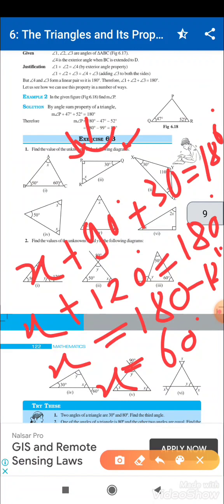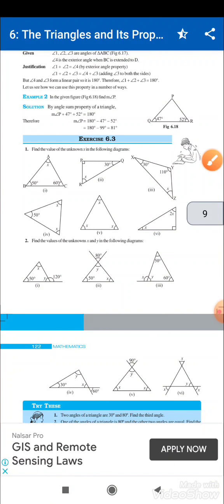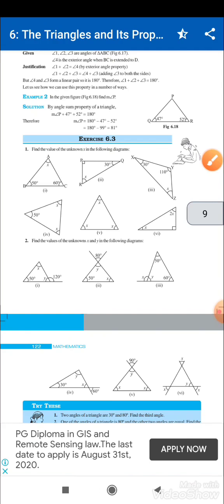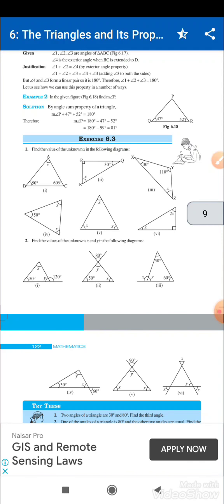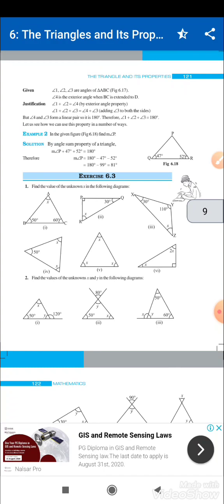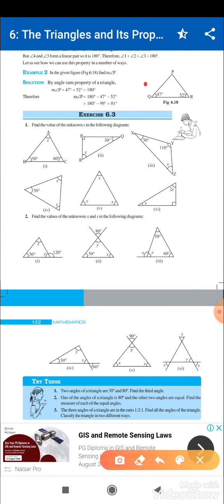Now move to our third part. In the third part, it is given here that XYZ is a triangle in which measurement of x is 30 degree, measurement of y is 110 degree, and we have to find out the measurement of angle z.